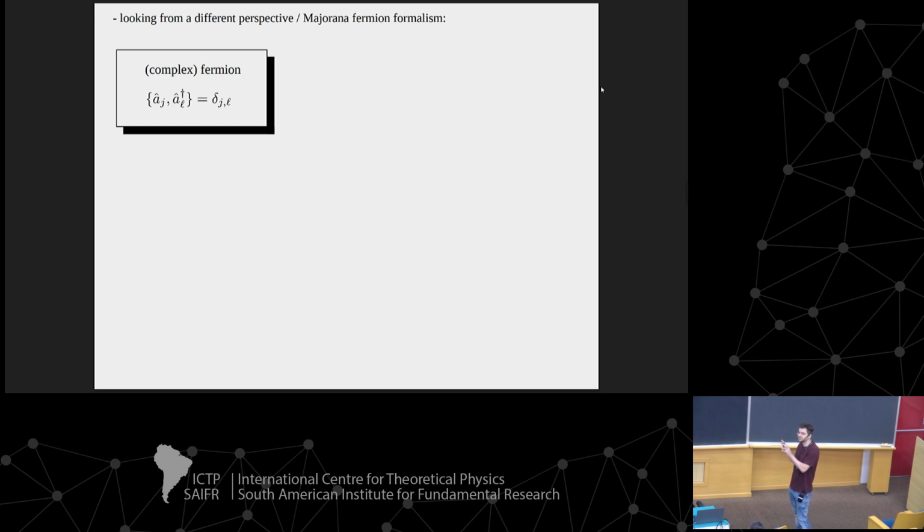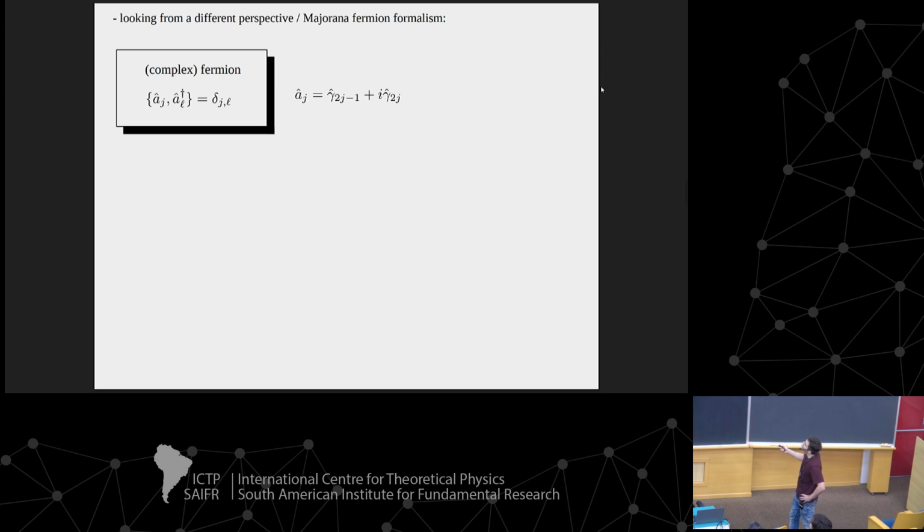That is going to be much simpler to see how these things appear in there. So looking for this different perspective, instead of looking in this complex fermion basis, where you have A and A dagger operators that are annihilation and creation satisfying the anti-commutation relations, we just build a new, simpler basis that we call the Majorana fermion basis.